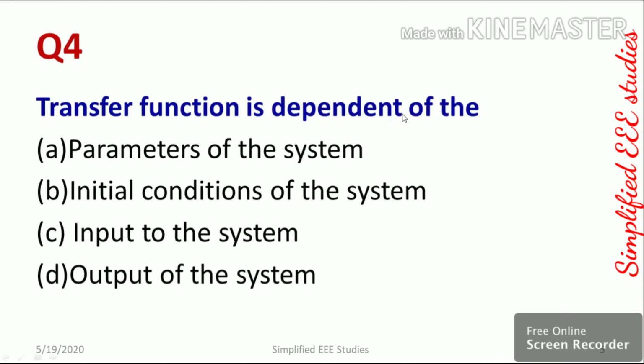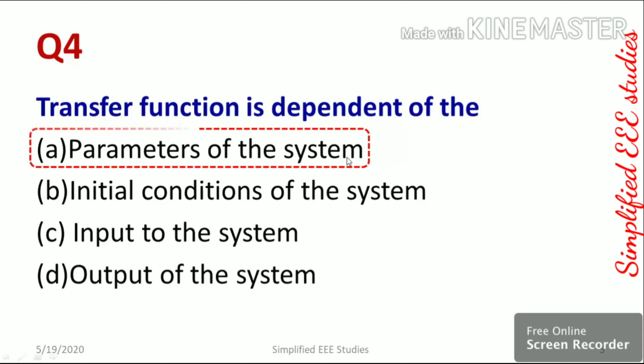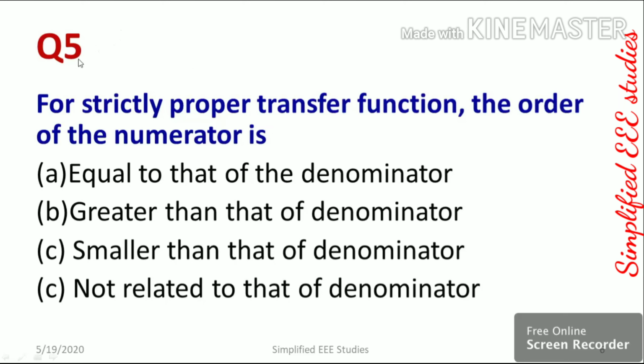Transfer function is dependent on: option A, parameters of the system; option B, initial conditions of the system; option C, input to the system; and finally, output of the system. Which would be the right answer? Actually, the transfer function is dependent on the parameters of the system. So you can go for option A. Let me move on to question number 5.